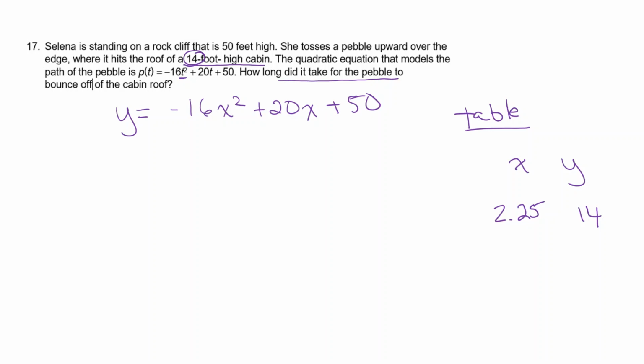All right, number 18. So on this one we need to simplify. All we need to do is remember that square root of negative 1 equals i, and that i squared equals negative 1. So I'm going to just multiply the top and the bottom by i.